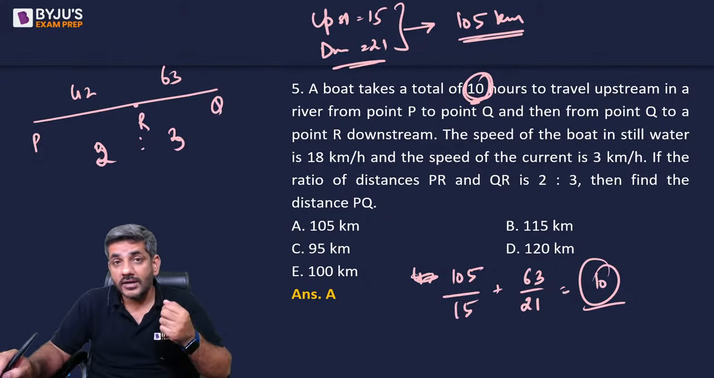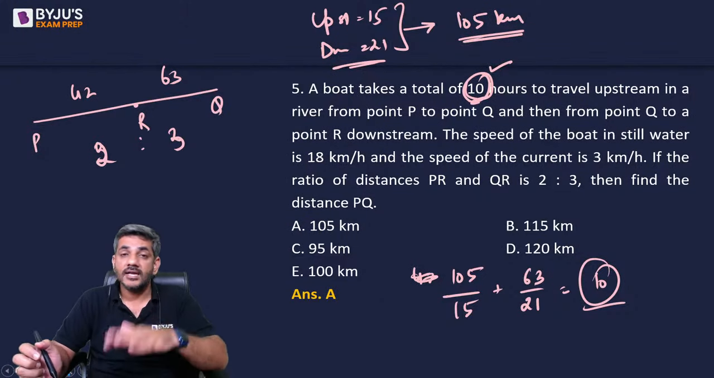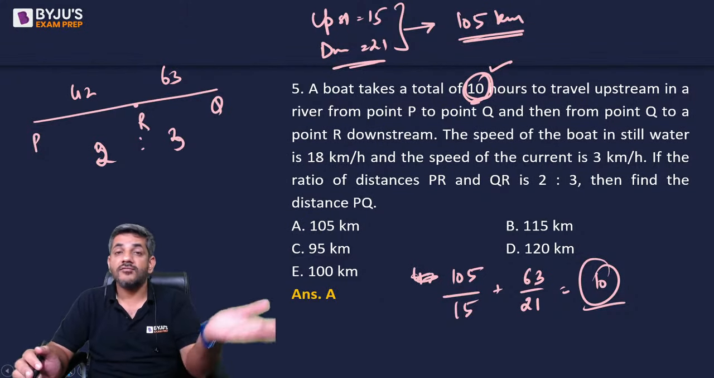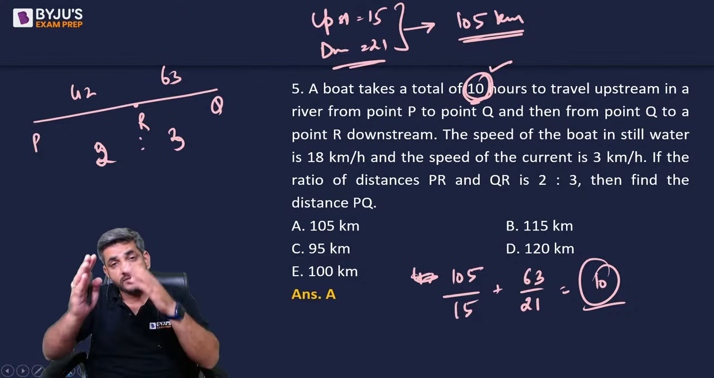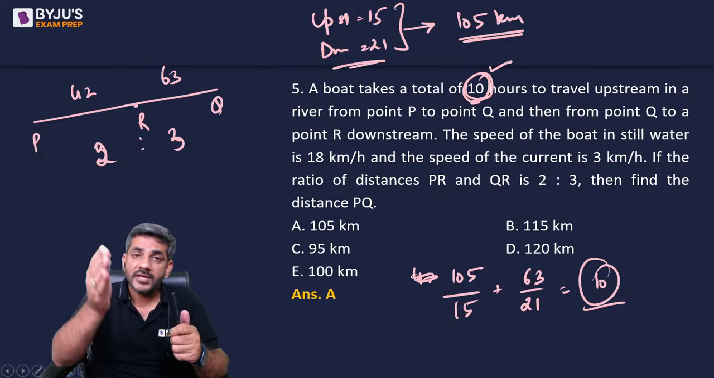What if it was not 10? Let's say it is 5. So if 105 kilometers is traveled in 5 hours, how much distance would be traveled in 10 hours? Double of 105. Then my answer would have been 210. Let's say I would have got 2. So if 105 is covered in 2 hours, for what distance would 10 hours be taken? 10 hours is 5 times of 2. Then I would have done 5 times of 105. So the same 105 would have been increased or decreased according to the time given in the question.